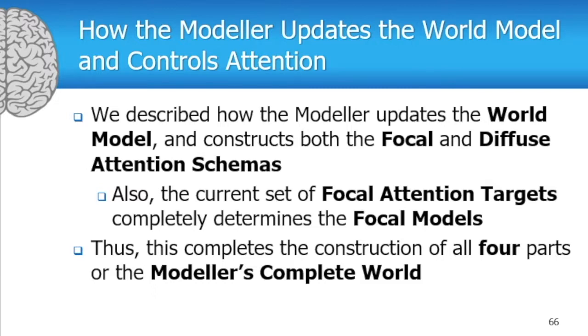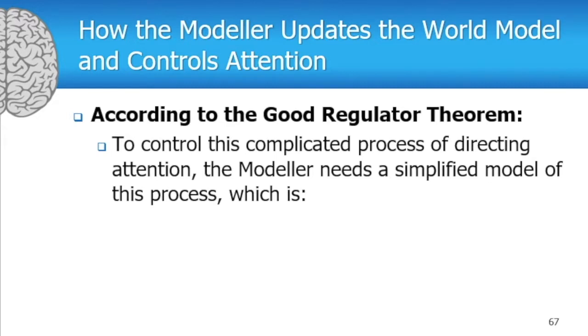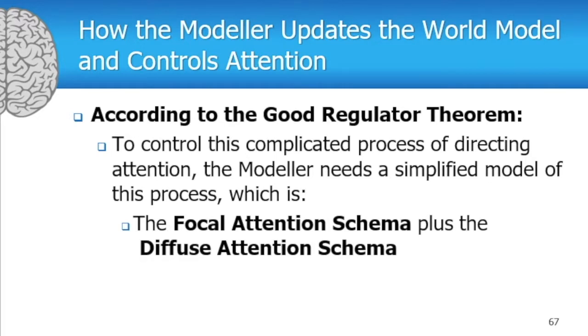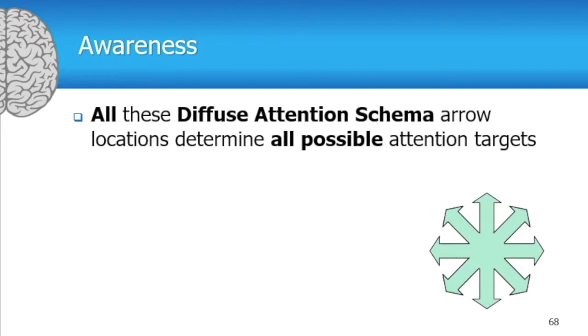According to the good regulator theorem, to control this complicated process, the modeler needs a simplified model of that process, which is exactly the focal attention schema plus the diffuse attention schema. Some final points about awareness in general. All these diffuse attention schema error locations determine all possible focal attention targets, and thus these possible attention targets are all the things that we can be aware of with either diffuse awareness or focal awareness.